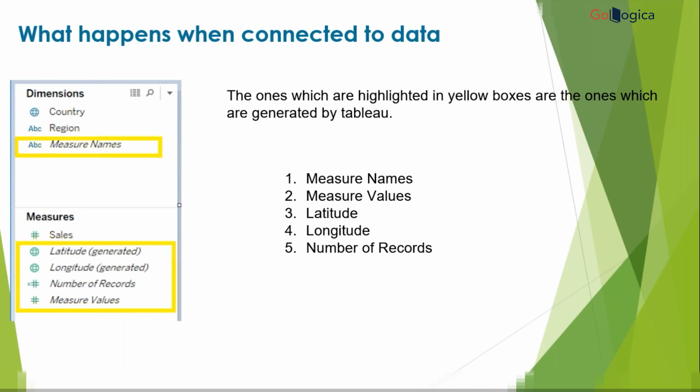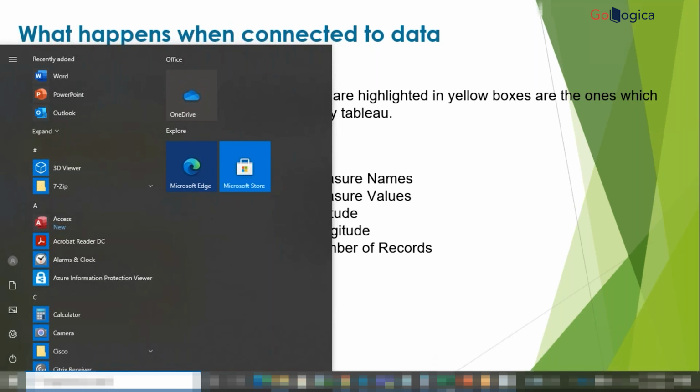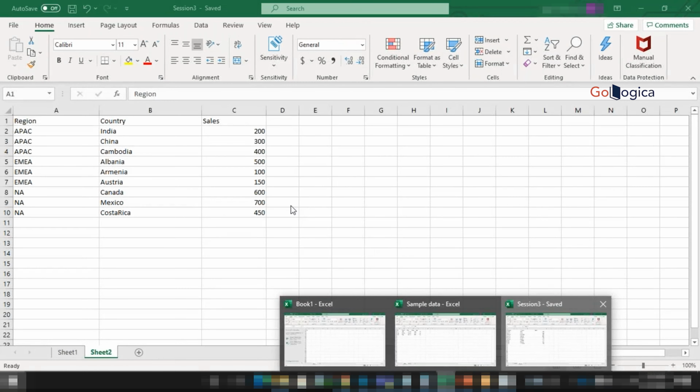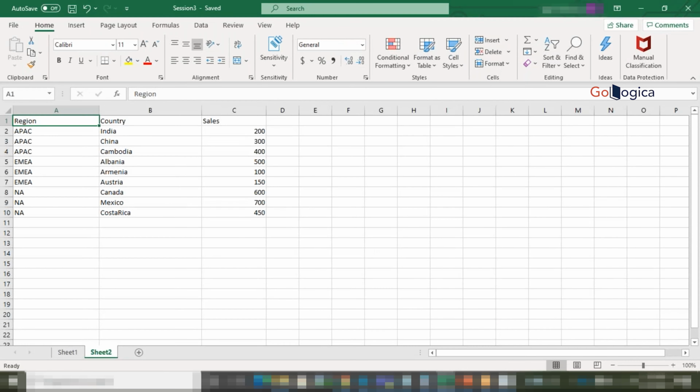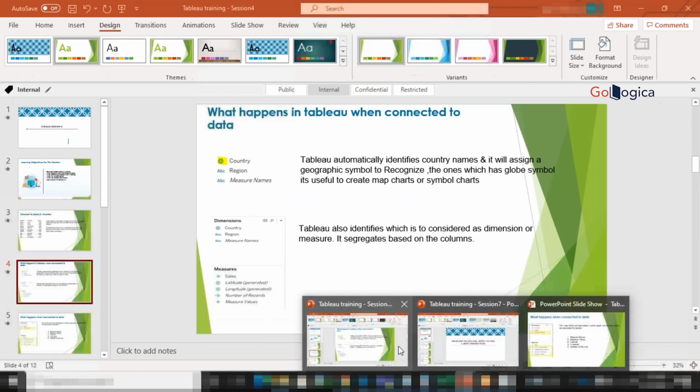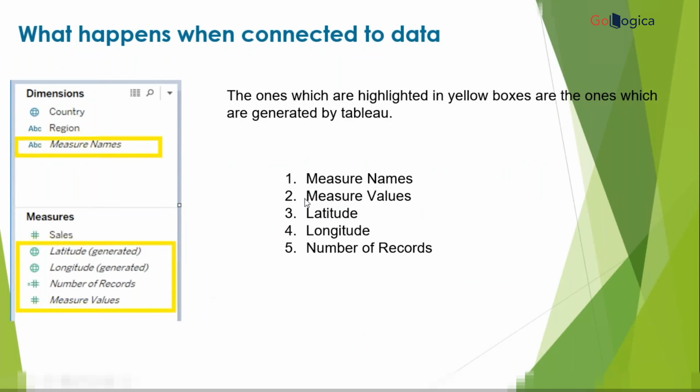Tableau will automatically generate new fields. So if you see in the data, we have only country, region, and sales. So if you see, I have pulled only these 3 columns. But apart from these three columns, I also have extra columns, which are measure names, latitude, longitude, number of records, and measure values. So these are the by default Tableau generated fields which we can use for our calculations.